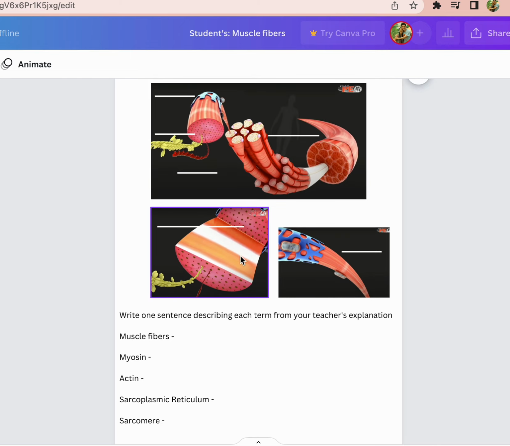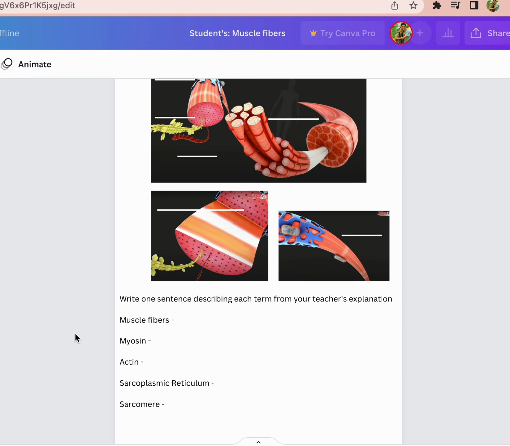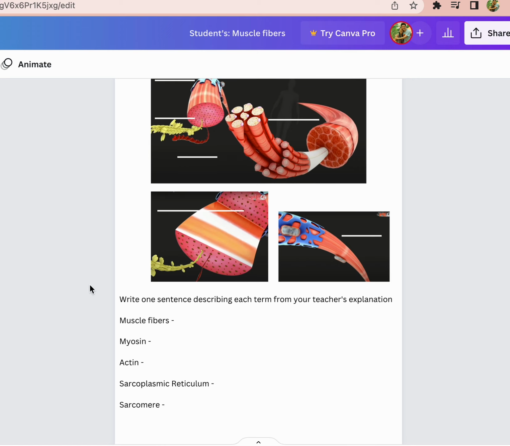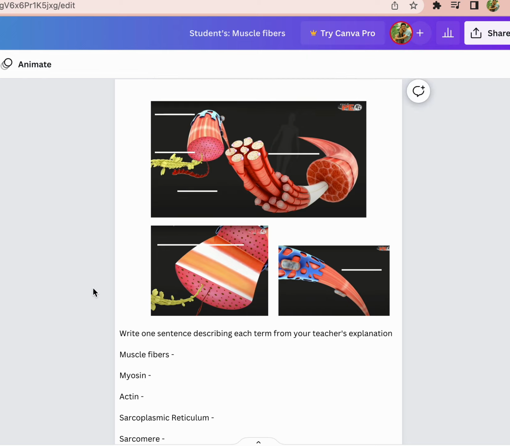You can see that we have 3 pictures. These are taken from our video today, and they have certain slots where we are going to write down the labels for each of these parts. At the bottom, you can see that we have several words. These are all the words that we are going to be going over. And what I need you to do is that when I explain the word, the part of the muscle fiber that we are going over, I need you to write down at least one sentence from my description of the word that we are talking about. So when I explain muscle fibers, from my explanation, I want you to write down at least one sentence of what a muscle fiber is.